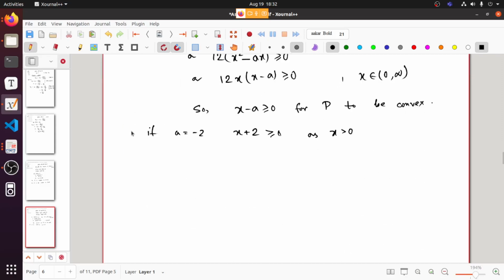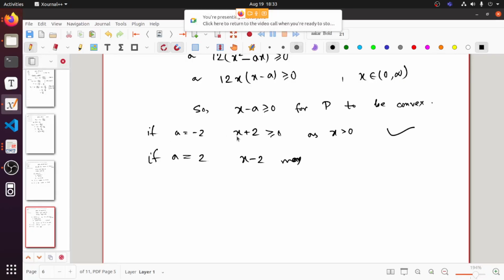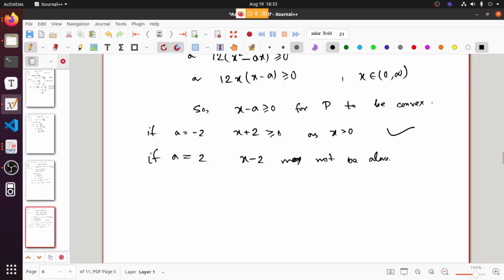For a equals 2, just check what happens. If a equals 2, we get x minus 2. Can this be always positive? This may not be always positive, right? Because you can take x to be positive and less than 2. So it may not always be greater than or equal to 0 for x greater than 0, right? So this is the wrong option.